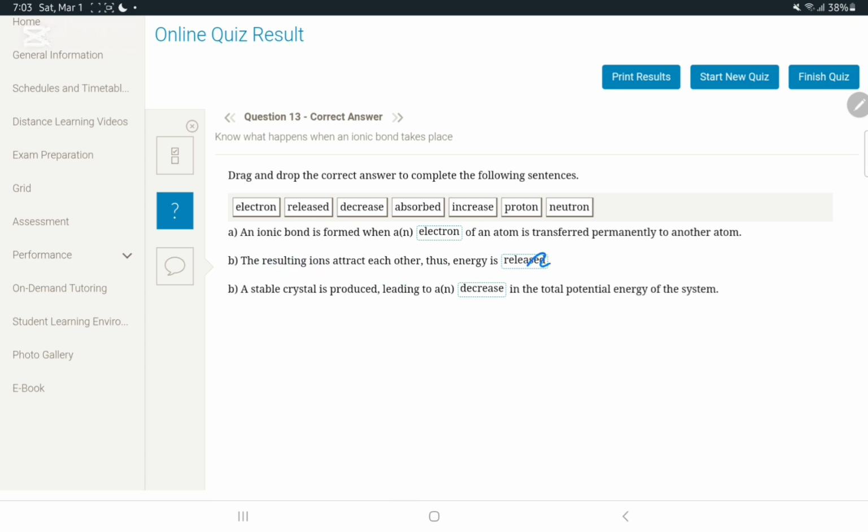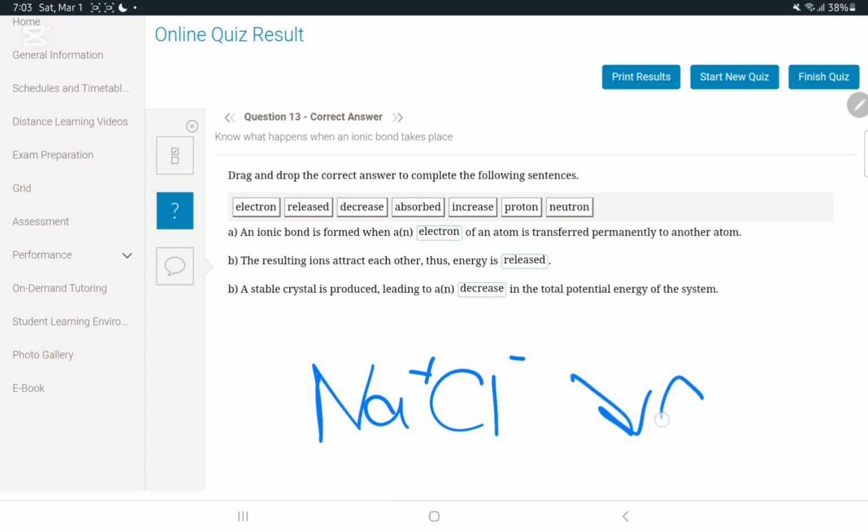Resulting ions attract each other, so energy is released. You just know that since Na and Cl attract each other, they're going to lose energy. Okay, so it's exothermic. Just memorize this, no need to complicate yourself. Just know that when the ions attract each other, ionic compounds lead to energy being released. Okay, a stable crystal is produced, leading to a decrease in total potential energy. So since energy decreases, it's the same thing as saying that the potential energy will decrease.